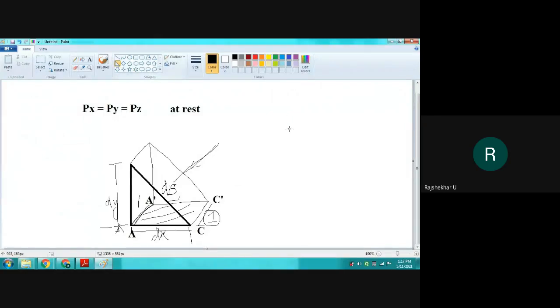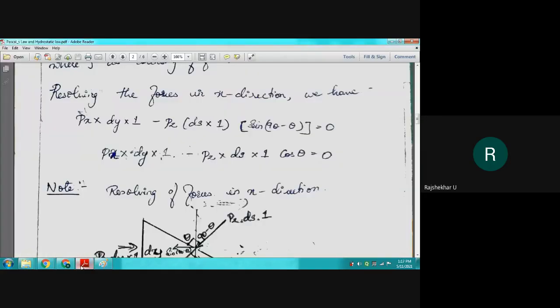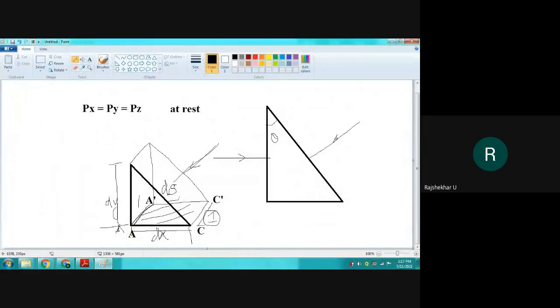So concentrate on this. We have defined this angle to be theta. This is one force which is acting in x direction. This we have already written: Px into dy into 1. There is one more force which is acting like this, but this is not in x direction, so we are not considering it as it is.